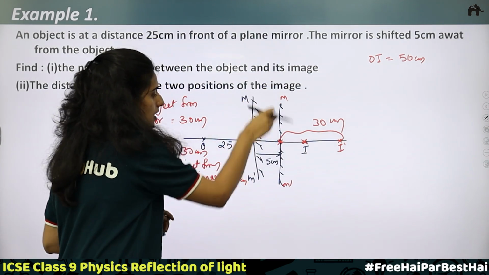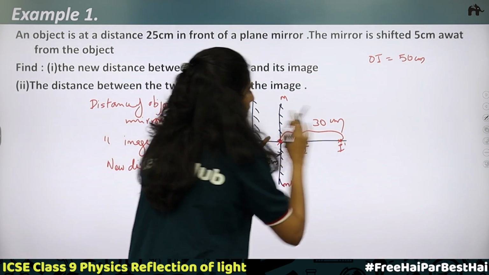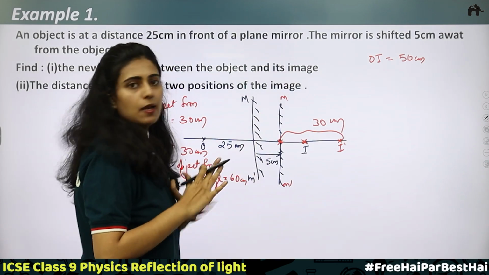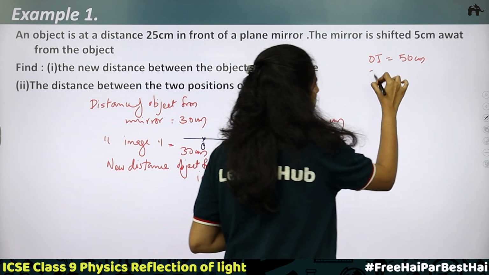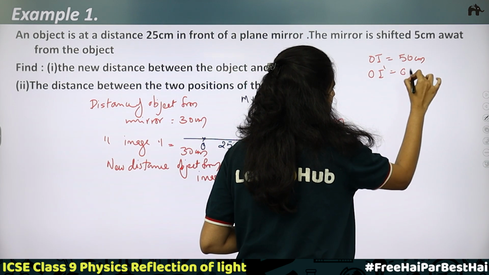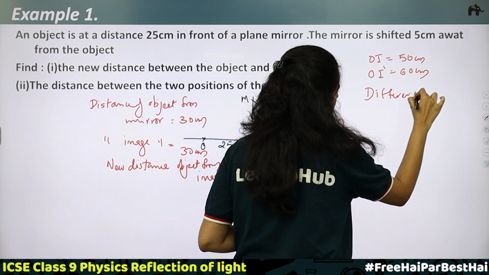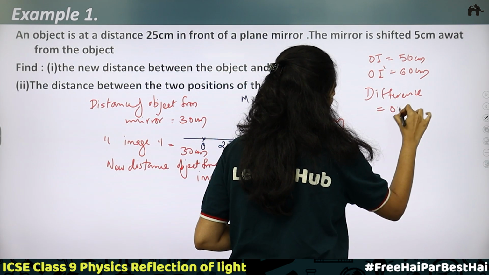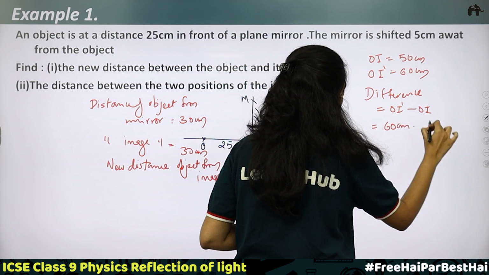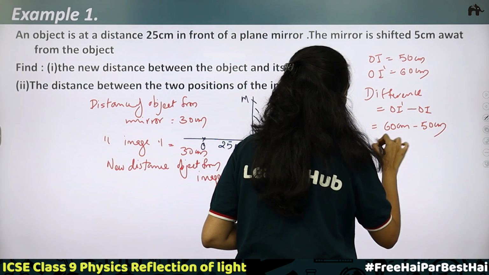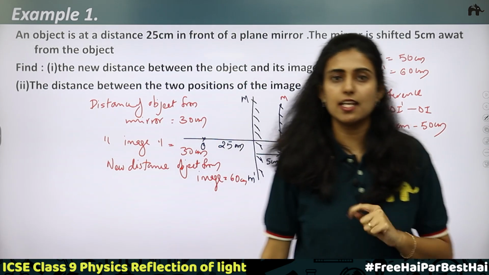Next mirror is at a distance of 30 centimeter from O and the image is again at a distance of 30 centimeter from the mirror. Which means 30 plus 30, 60 centimeter. OI dash is equal to 60 centimeter. So the difference will be equal to OI dash minus OI, which is equal to 60 centimeter minus 50 centimeter, that is 10 centimeter. So the difference is 10 centimeter.